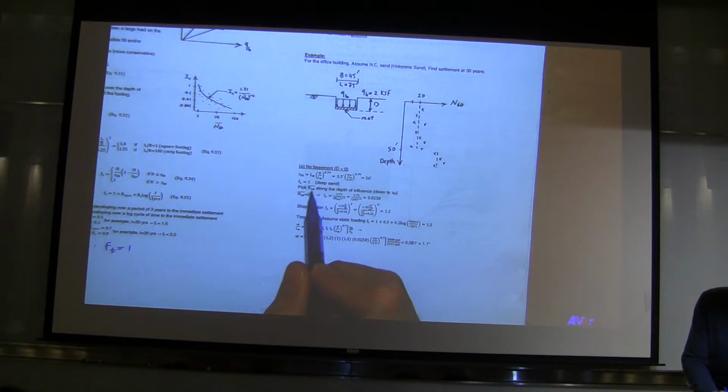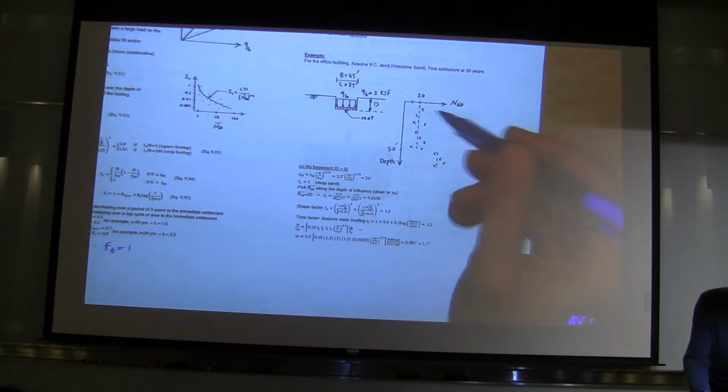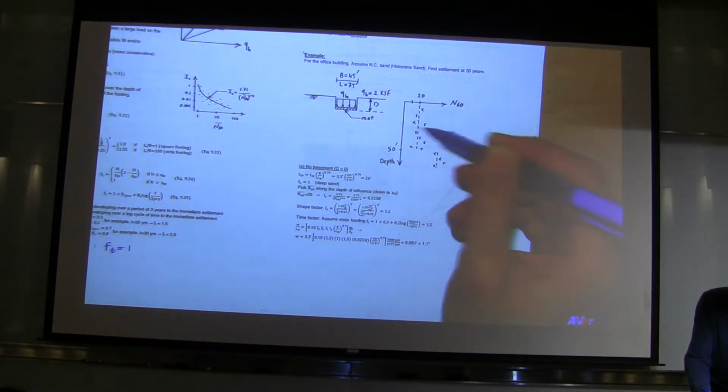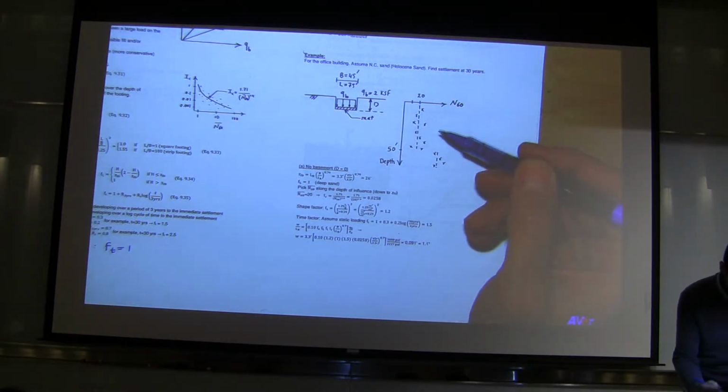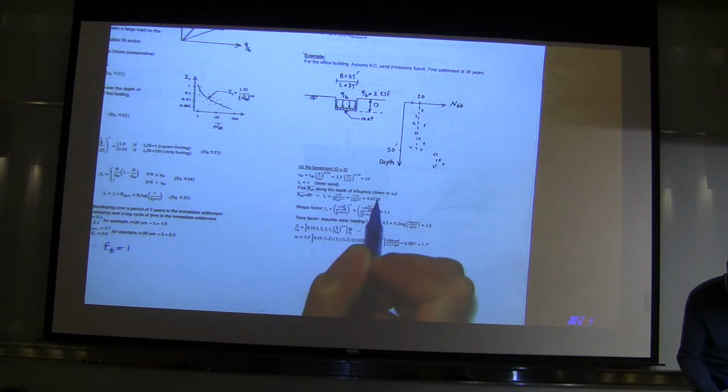Pick N60 bar along the depth of influence. The depth of influence is 26 feet, so from this point down to 26 feet is around here. What is the average N60 along that 26 feet? 20. Just 20, right. So your N60 bar is 20, you plug it into I_C, and it gives you the value.